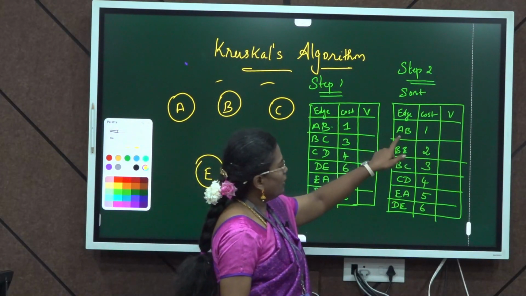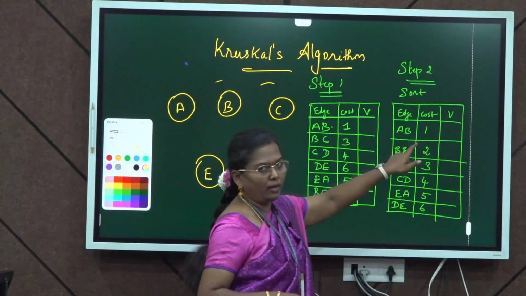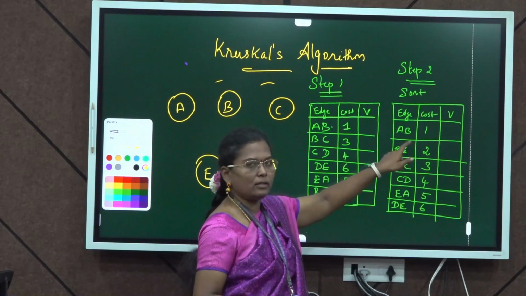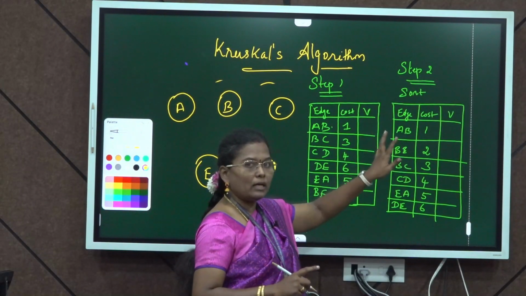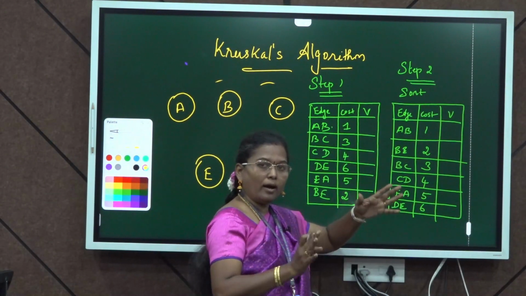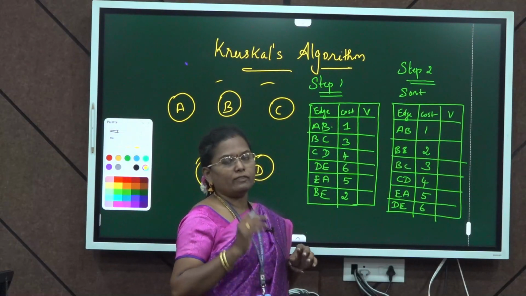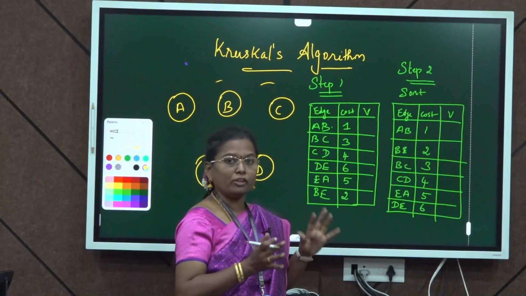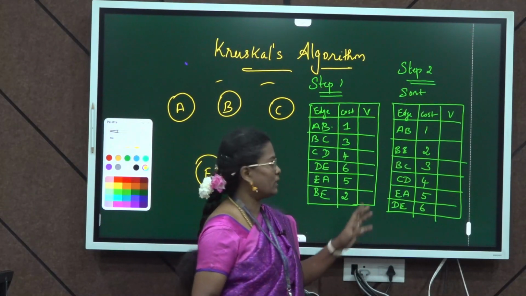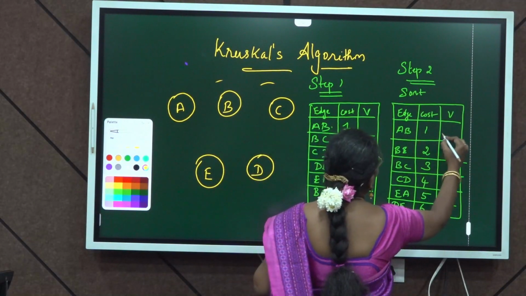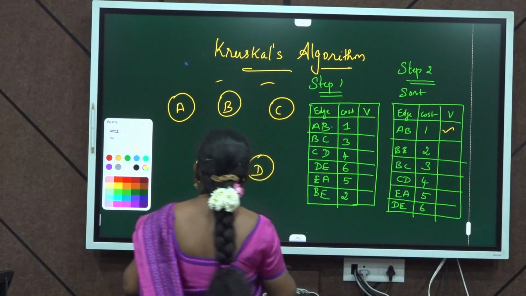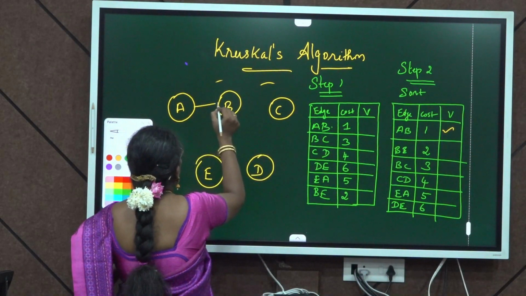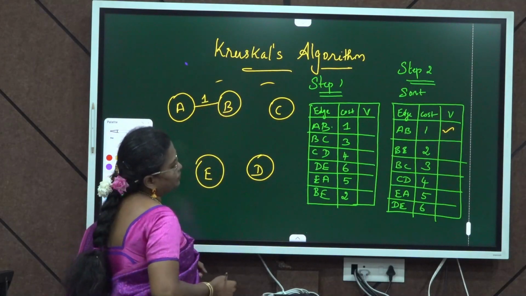Now I am going to take edge by edge, and we are going to see whether the edge can be drawn or it is going to make a cycle. If it is not going to make a cycle, then only we are going to visit it, otherwise we should not do it, right. So we will start with AB. So this can be visited. So from A to B, we have cost as 1.